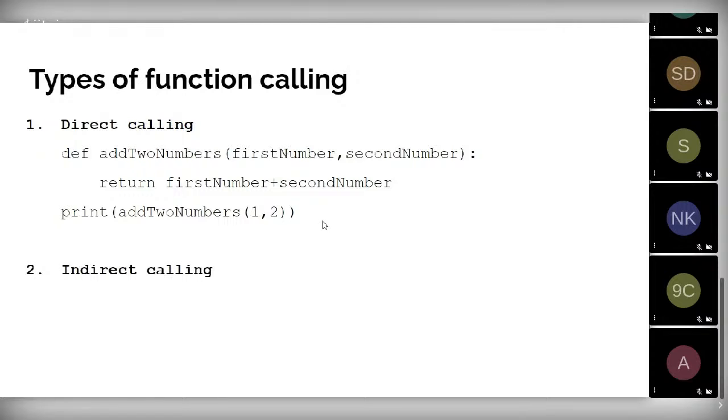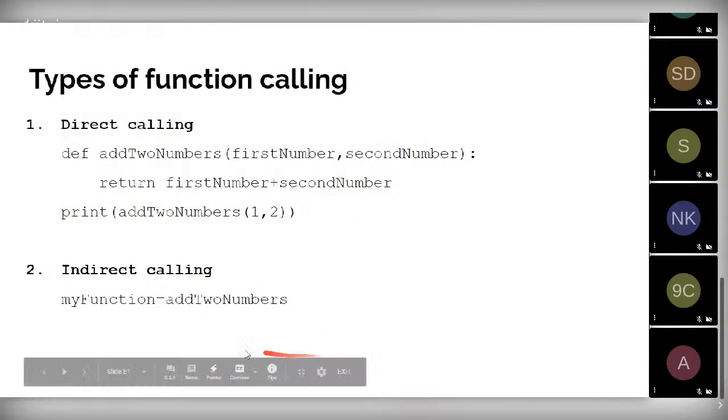And the second one is indirect calling. In indirect calling, we do not call the function directly based on the name of the function, but we use some variable that has the value of that function. So suppose this method can be called indirect calling. First we will use a variable. Suppose we are declaring a variable, my function is equal to add two numbers. So we assign this function name to my function. So this is just like this function now.